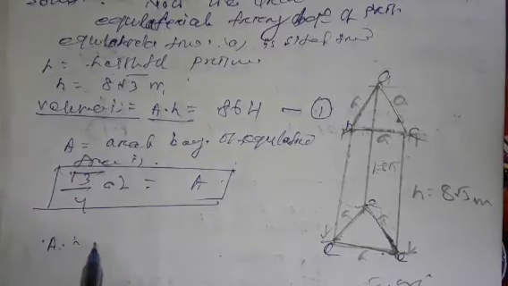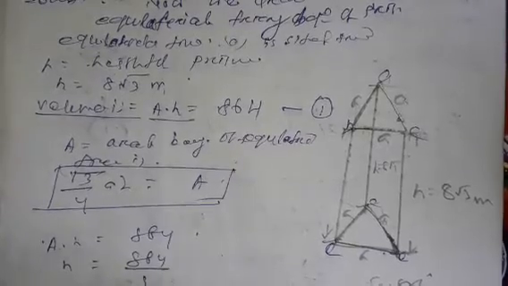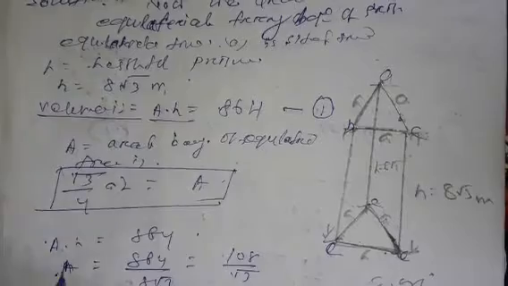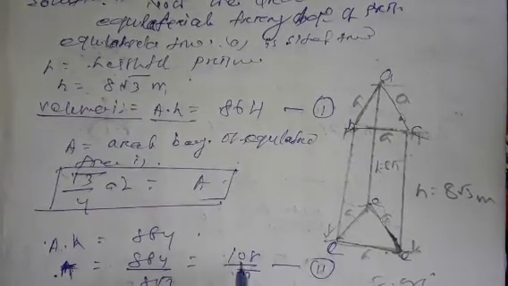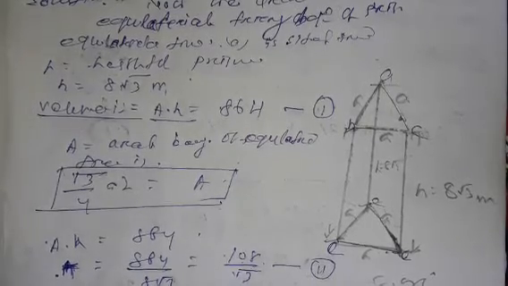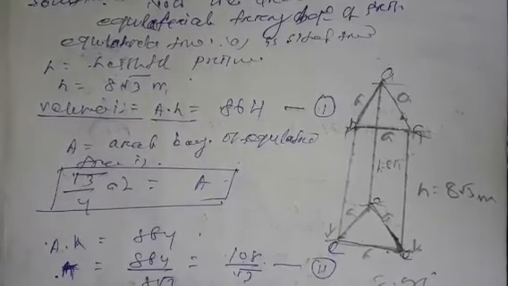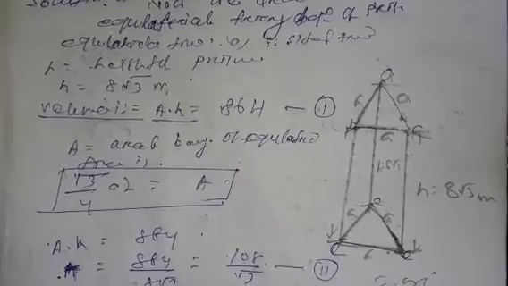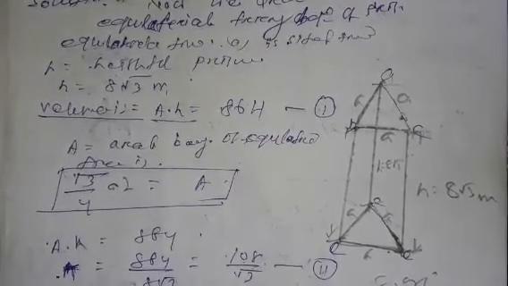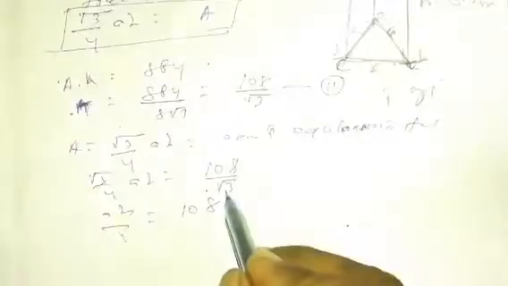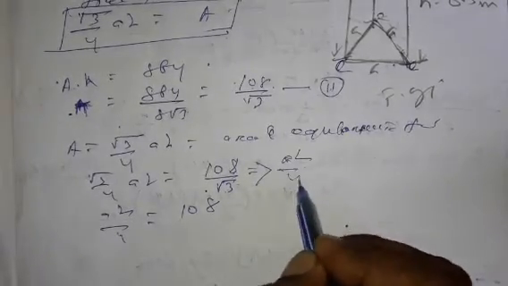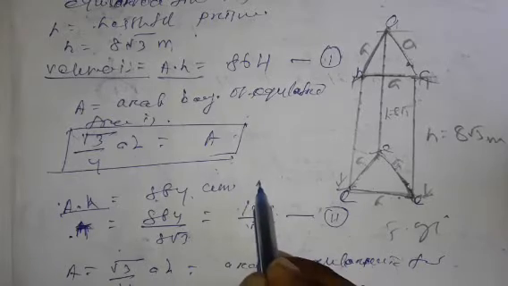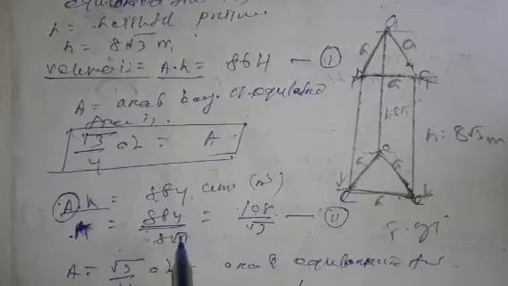And h equal to 864, then the area is equal to 864 by 8√3, equal to 108 by √3. So the area of the equilateral triangle, √3 by 4 a square, is equal to 108 by √3. The volume is 864 cubic meter. So the area is equal to 864 by 8√3, equal to 108 by √3.